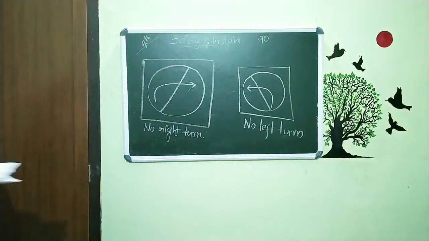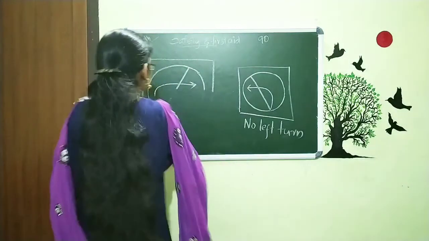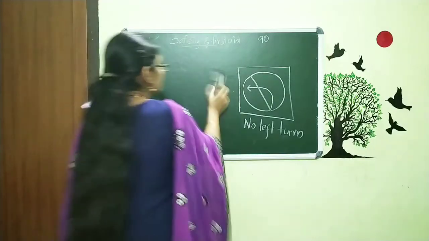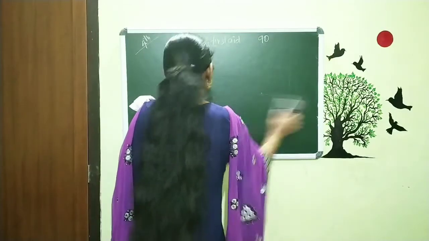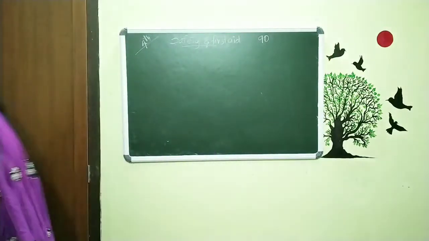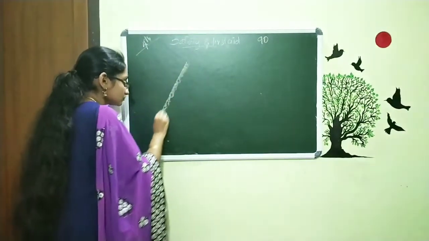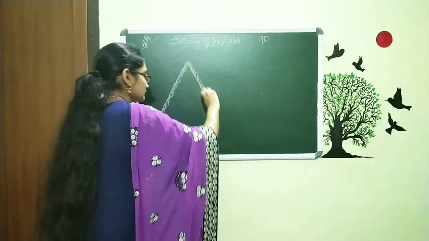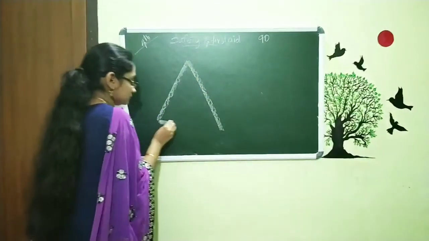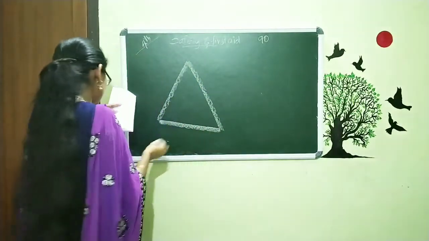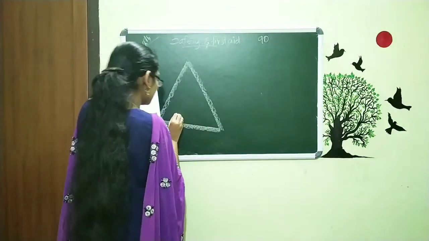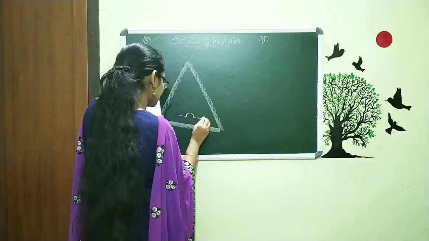And we have the final symbol in your textbook. It is in a triangle. One triangle, and inside the triangle we have one symbol like this.